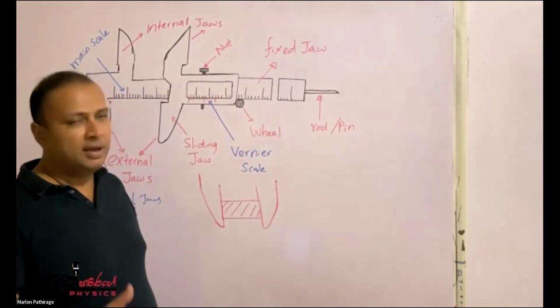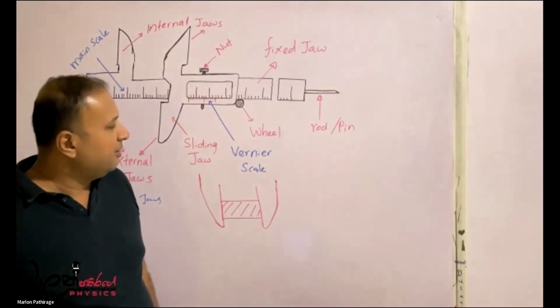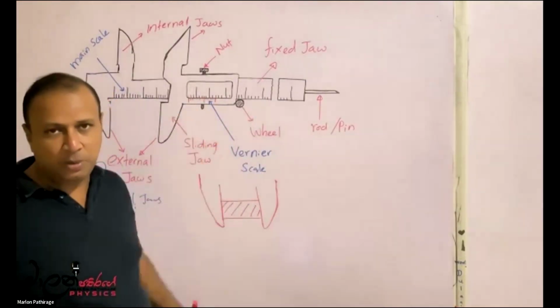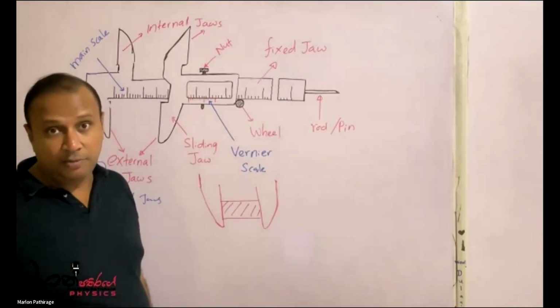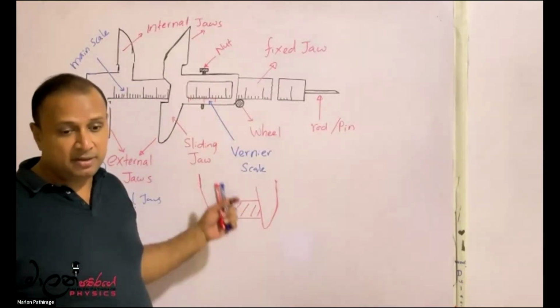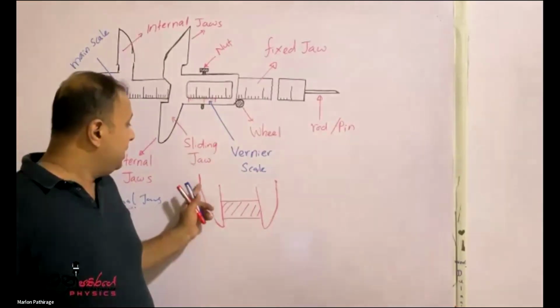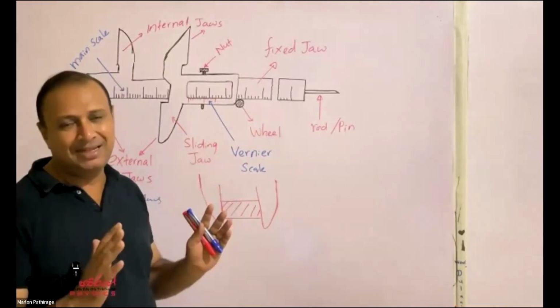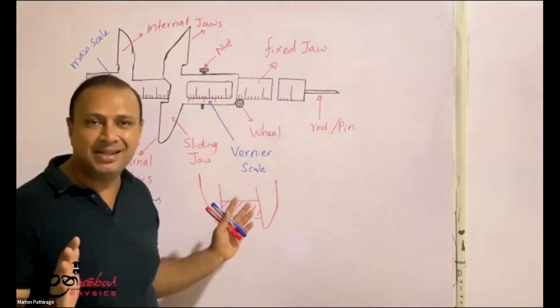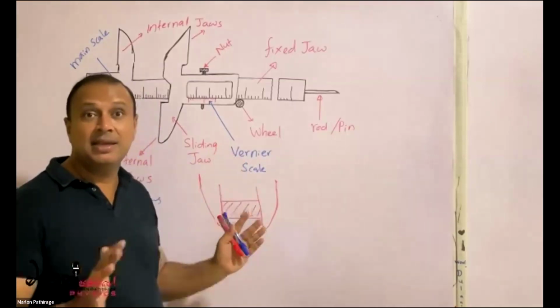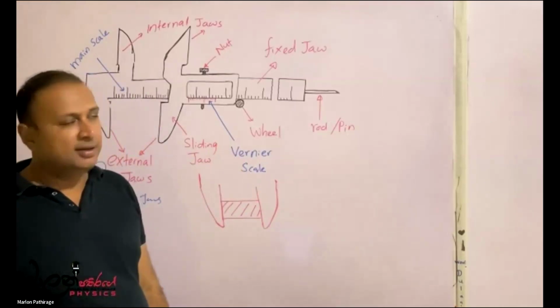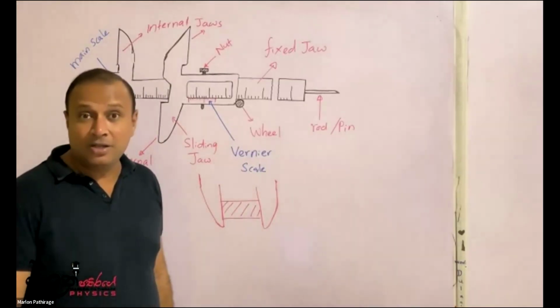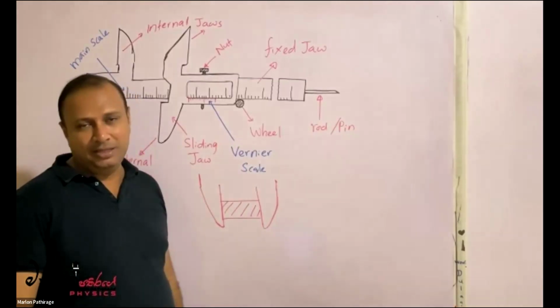Then we are discussing the functions of each part of the vernier caliper. The first one is we have discussed the external jaws. External jaws are used to measure external measurements such as external diameters, spaces, lengths, like that. Now we are going to discuss about internal jaws.